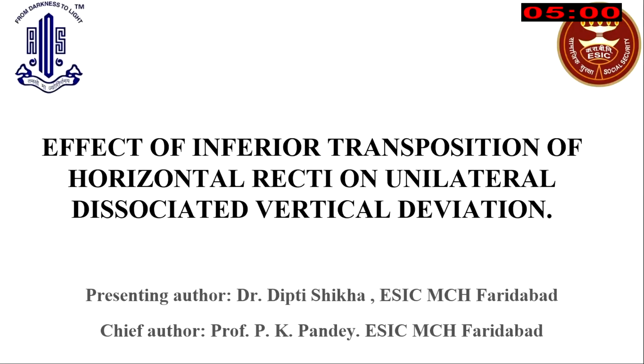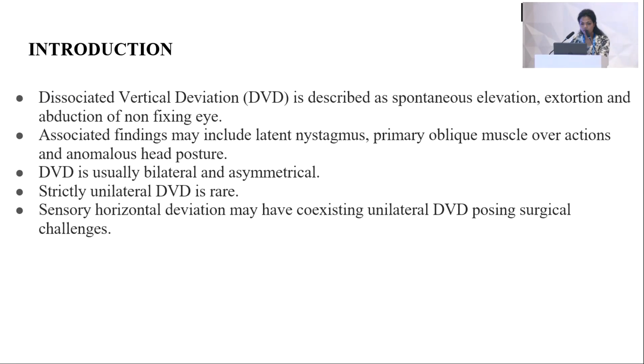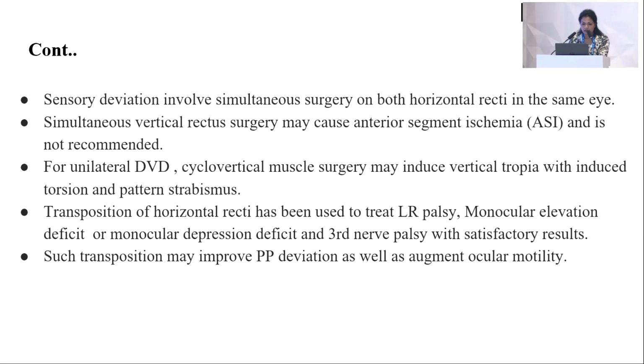Good afternoon, everyone. This is a case on the effect of inferior transposition of horizontal recti on unilateral dissociated vertical deviation. A brief about DVD: it is described as spontaneous elevation, extorsion, and abduction of the non-fixing eye. Associated findings may include latent nystagmus, primary oblique overaction, and anomalous head posture. DVD is usually bilateral and asymmetrical. Rarely it is unilateral.